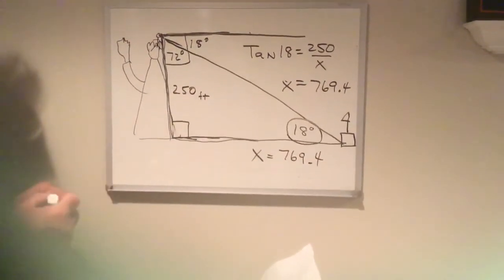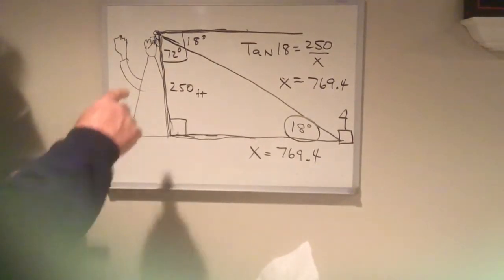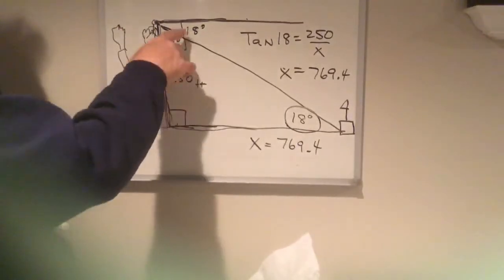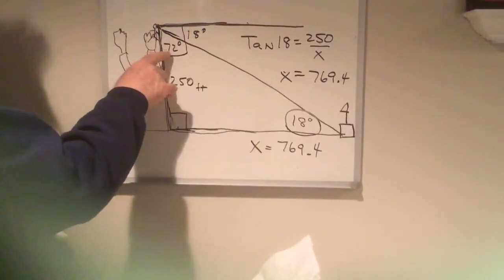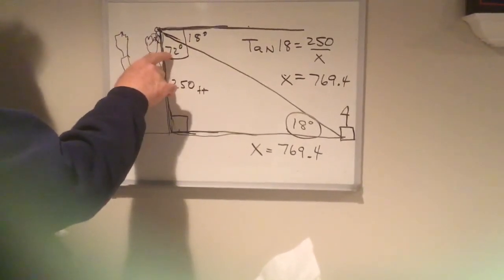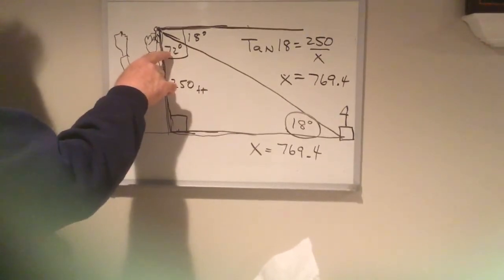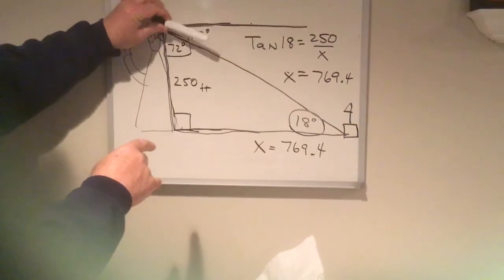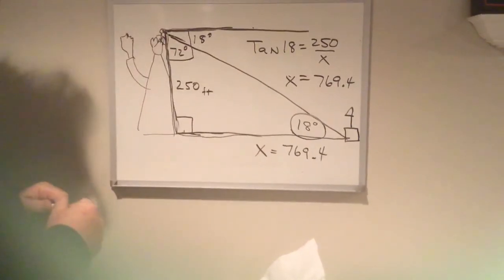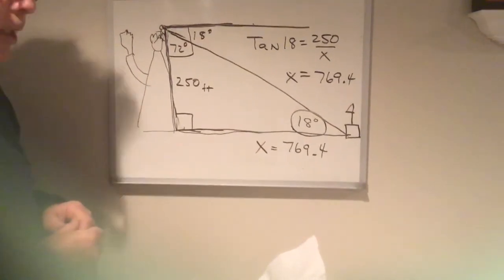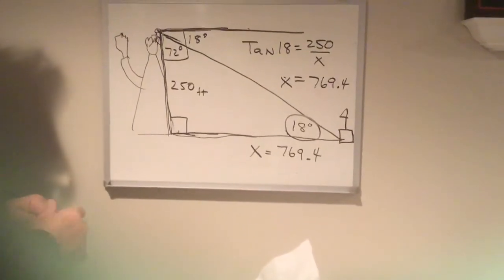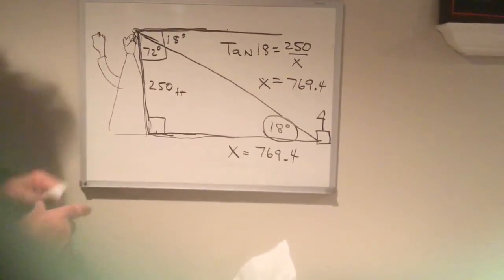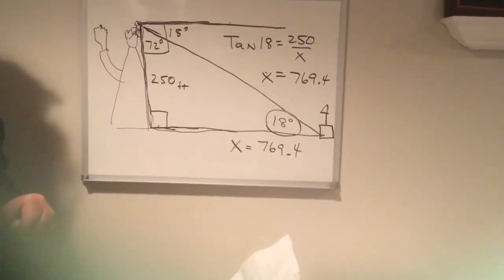So the distance from the base of the statue to the boat is 769.4. Don't forget angle of depression, right? Horizontal line looking down. That's the very common mistake. People will put the 18 degrees here. That's not the angle of depression. Angle of depression is measured by horizontal and looking down. Take a look at that homework answer key, and we'll have a few problems tonight that will look like this or the one right before it.